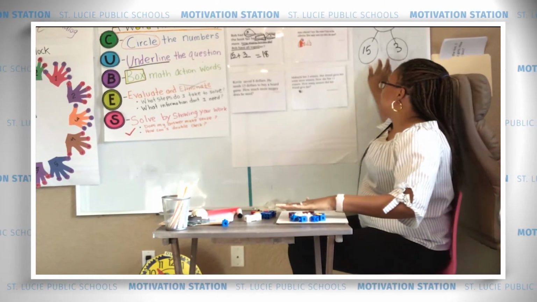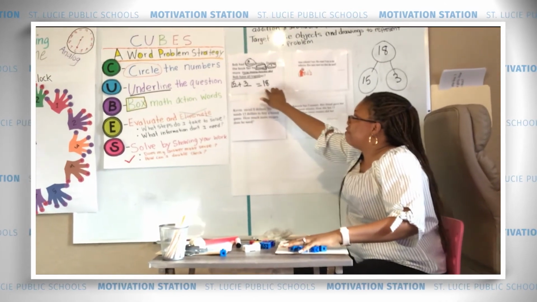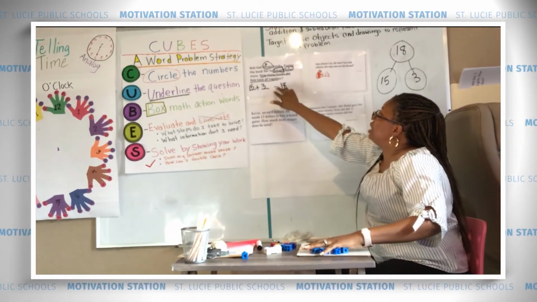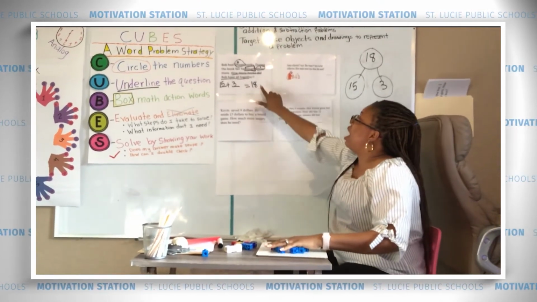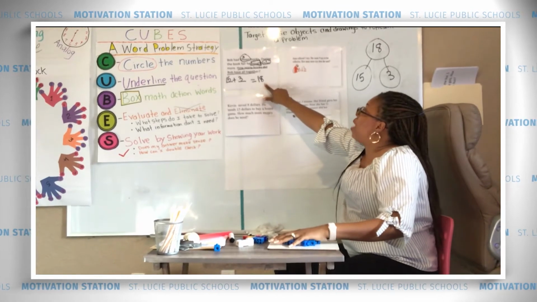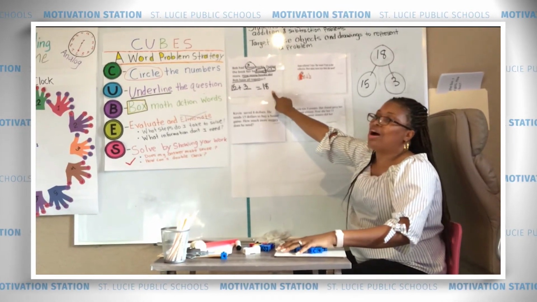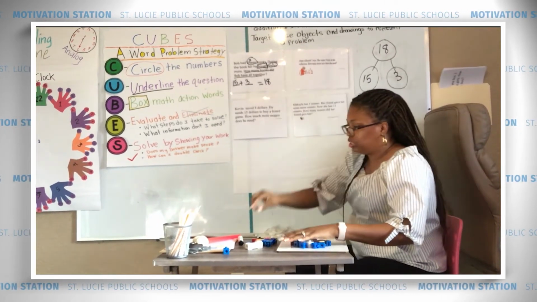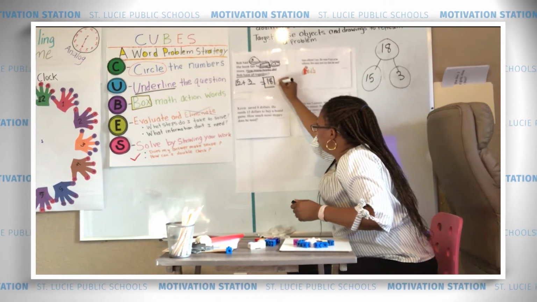I use my model to show. I use my number bond. And I also have my equation. I started to fill out my equation as I read the problem. And then I had to figure out what the total, what the sum was. So this problem was a result unknown. I did not know what this number was going to be. Let me box that. That was my result unknown.